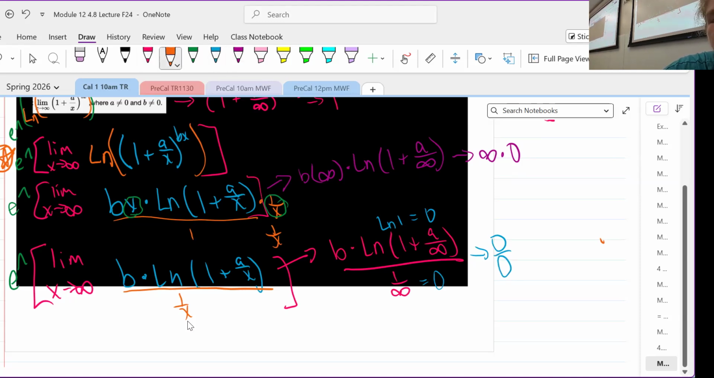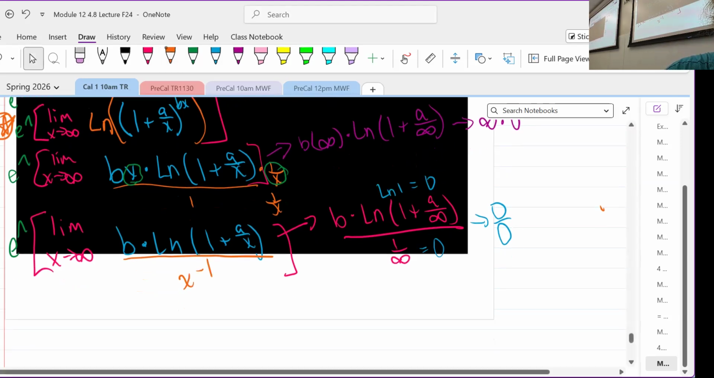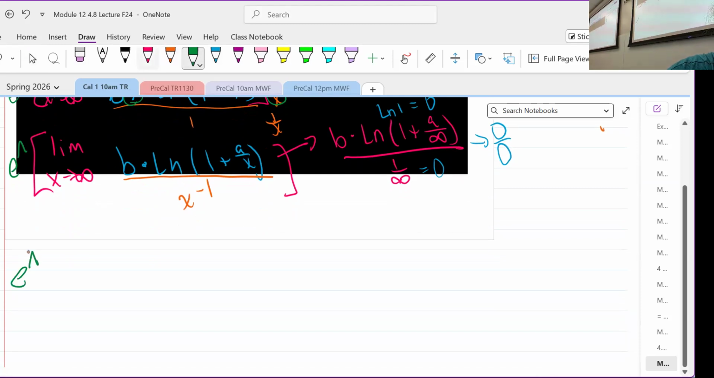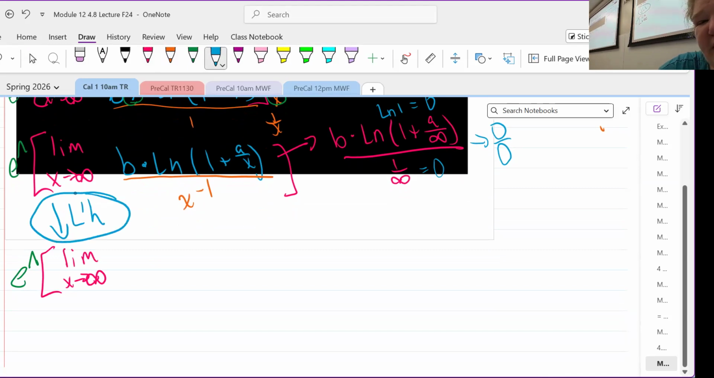Now on the bottom, the 1 over x, I don't normally take the derivative of little fractions like that. So I'm going to rewrite that as x to the negative 1 for the purposes of applying L'Hopital's rule. All right, but this is where I can finally apply L'Hopital's rule. I finally got it into an indeterminate form, 0 over 0.